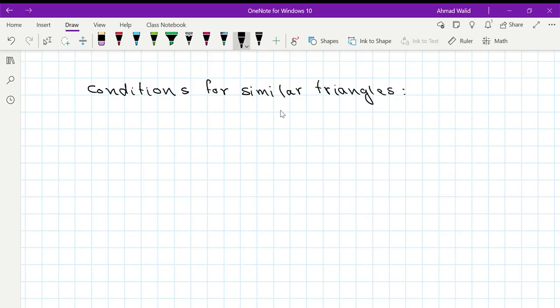If I draw two triangles for you, I'm trying to draw them similar, correct? This is, for example, one of them. I'll name it A, B, C, and I'll draw one smaller than this, but similar to that triangle, like this maybe, correct? I'll name this one N, M, P.